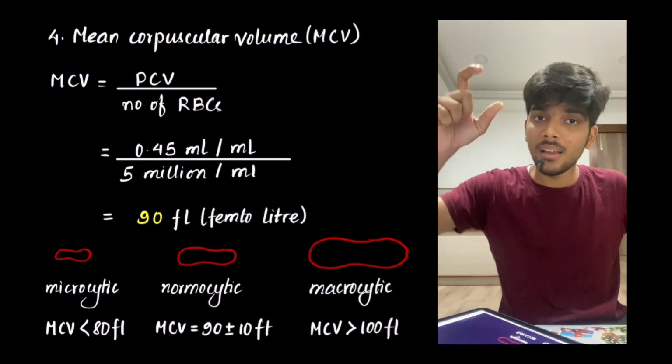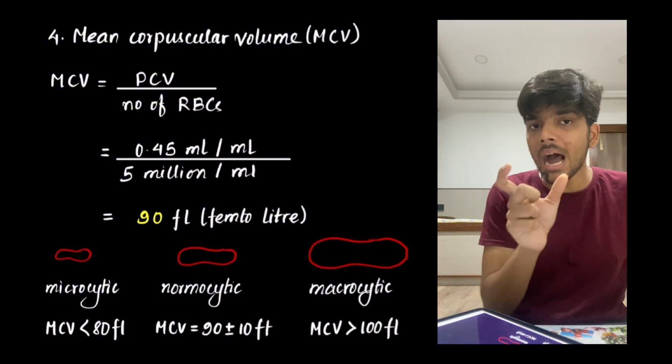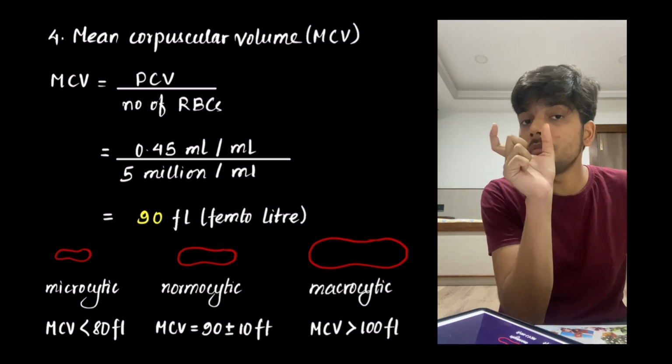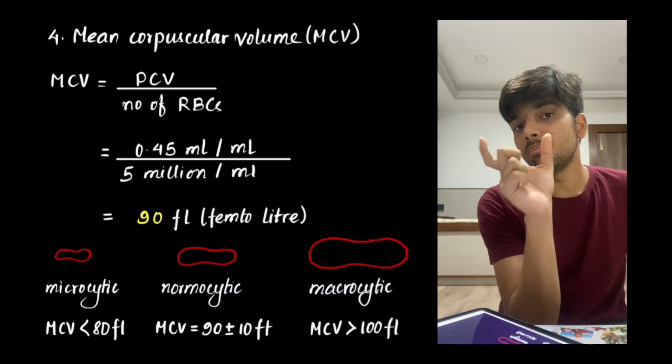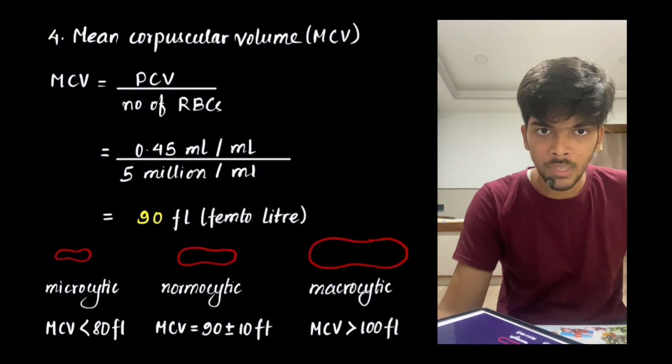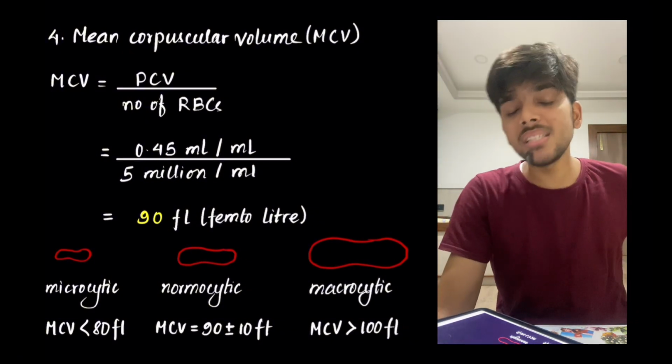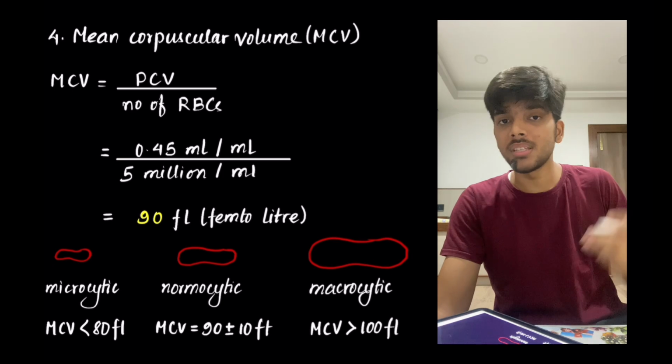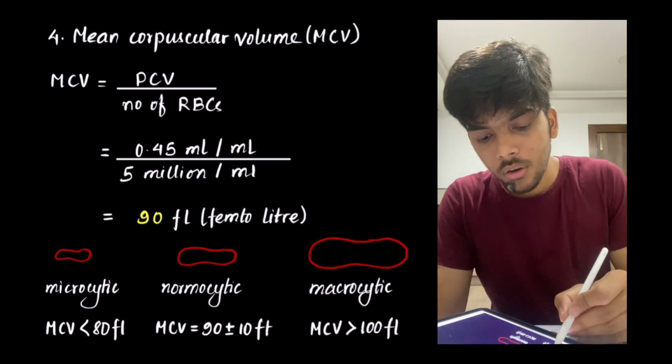That is, if you take a red blood cell out of your body and find out the volume of this red blood cell, it is most likely going to be around 90 femtoliter. Got it? Okay. So on the basis of volume of the red blood cell, they are of three types.